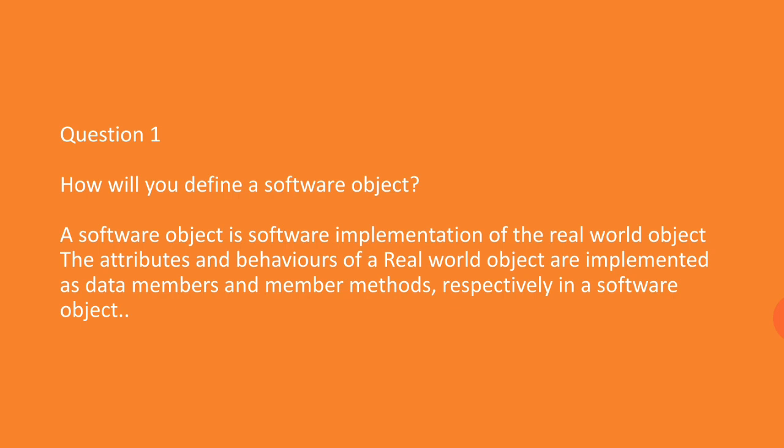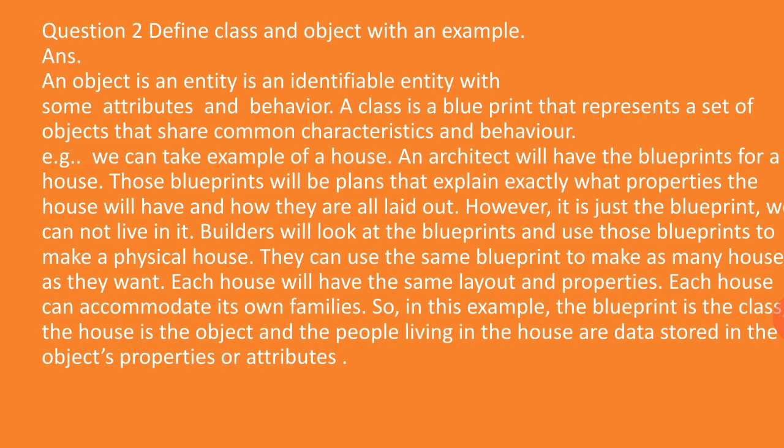When these attributes and the behavior are implemented in a form of a software or a program, they call software object. And in the software object, the attributes are implemented as data members and the behavior is implemented as the function or the method. So answer is software object is the software implementation of the real world object. The attributes and behavior of a real world object are implemented as data members and member methods respectively in a software object. Question number 2, define class and the object with an example.